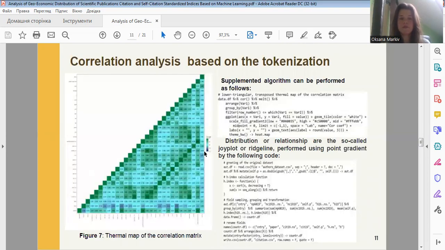Important type of displaying relationships between data is the thermal map. It's shown in figure number 7. And this thermal map of the correlation matrix has supplemented algorithms that can be performed as follows. It's shown on slide number 11. And the distribution and relationship, so-called joint plot ridge line, performed using point gradient by the following code. You can see also on slide.